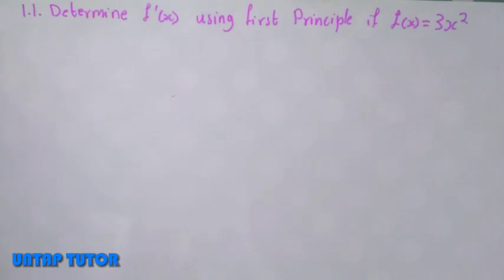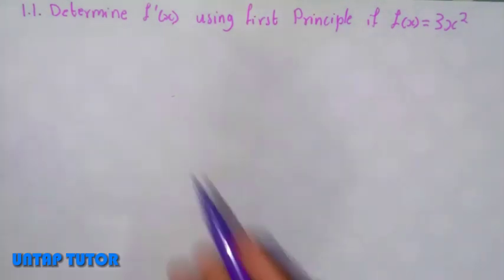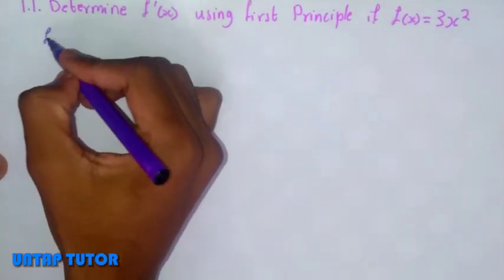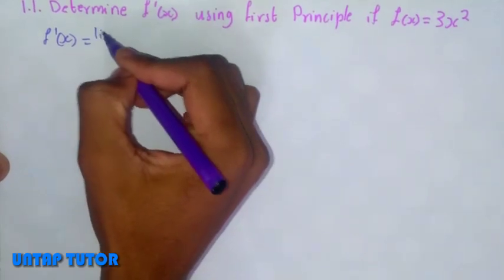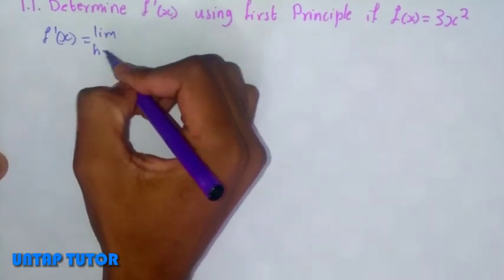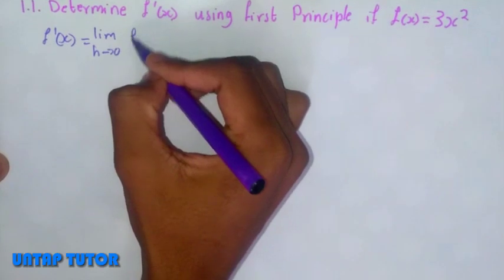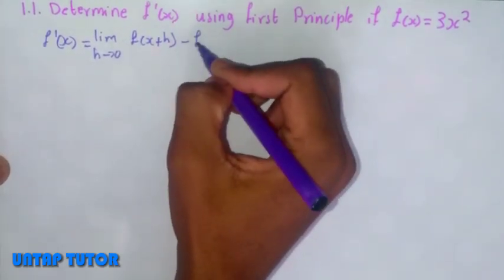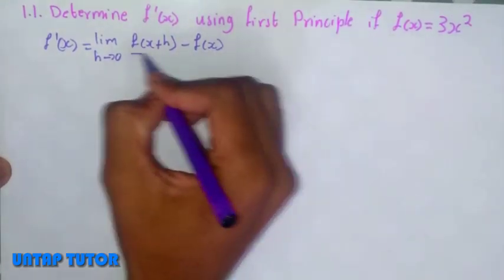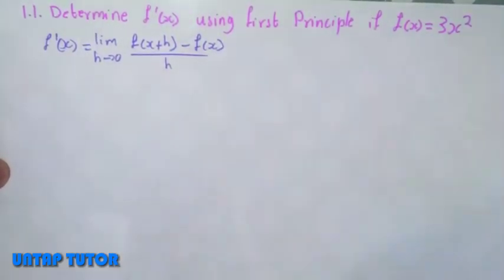This is a typical calculus question you can get in your grade 12 paper. It says determine f prime of x using the first principle if f of x is 3x squared. So how do we solve this? The first principle formula says f prime of x is the limit as h approaches 0 of f of x plus h minus f of x, all over h.